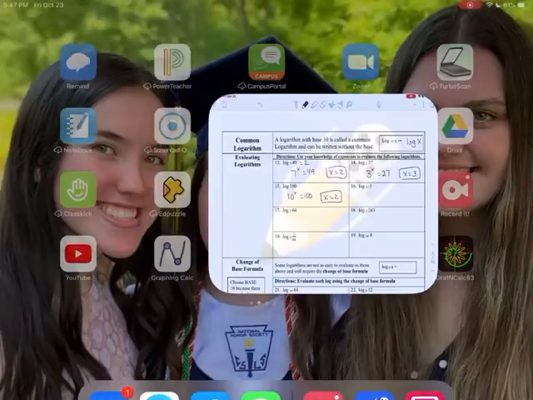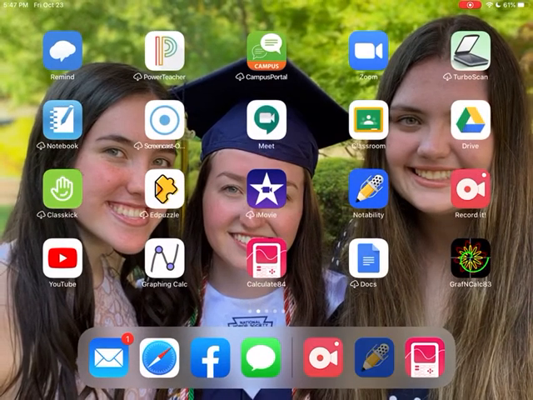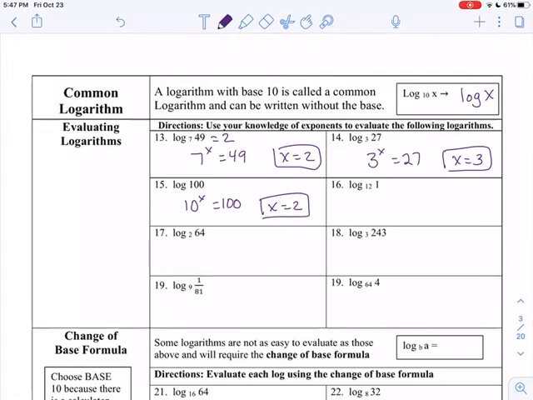Log of 100, I don't have a base. Remember, if there's no base, it's base 10. 10 to what power equals 100? Well, to the second power. Now, base 10 I can do in my calculator. If I go to my calculator and hit log of 100, I'm going to get 2 as my answer, just like I did. All right, log base 12 of 1. That's saying 12 to what power equals 1? Well, that would be to the 0 power. I'm thinking of these as exponents for now.